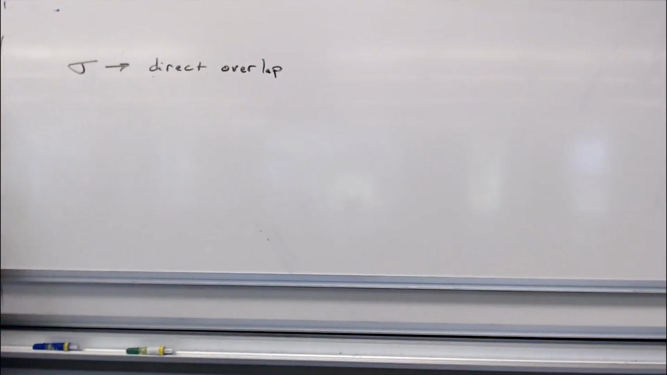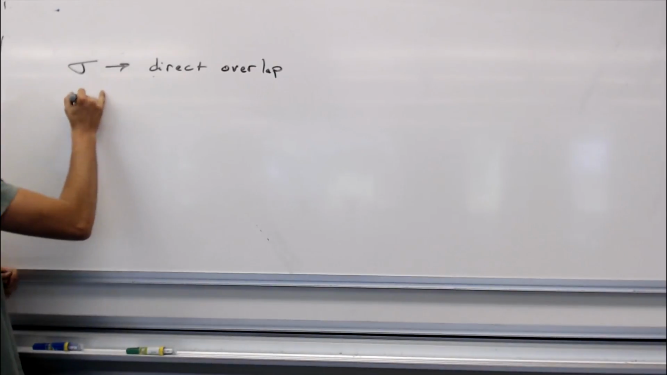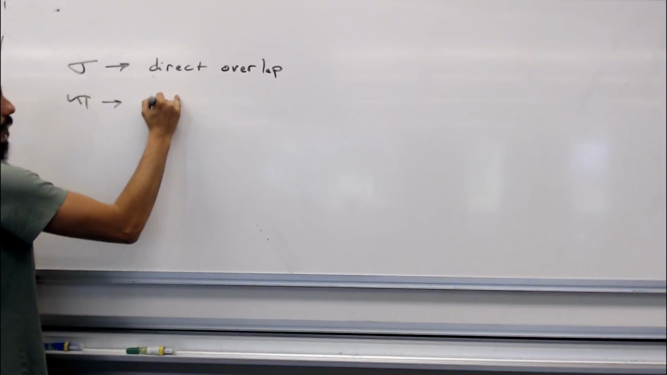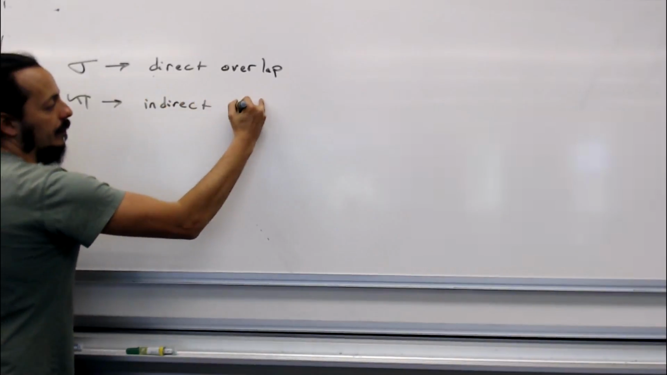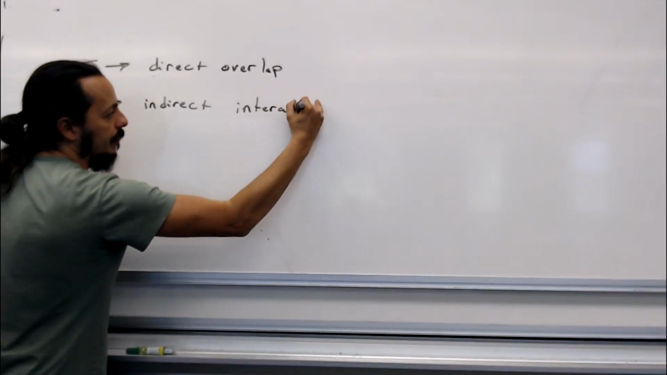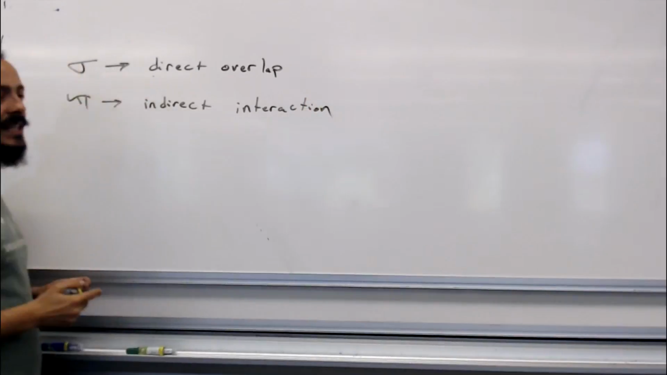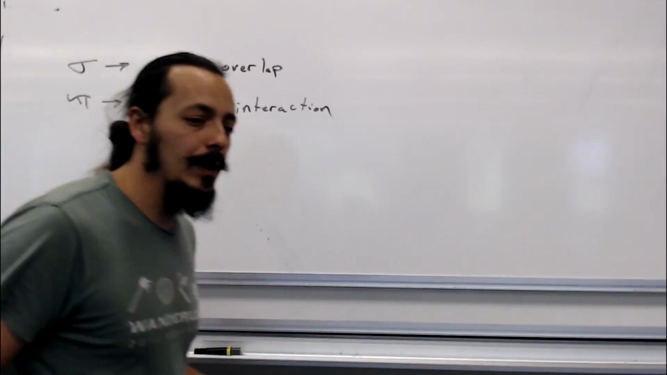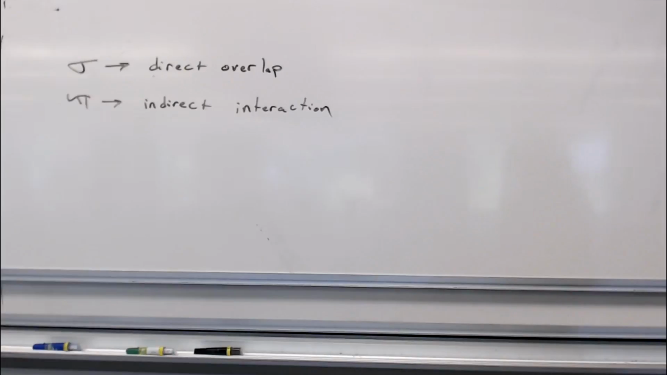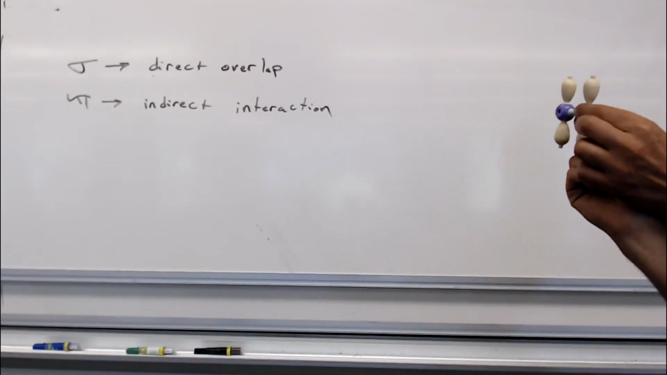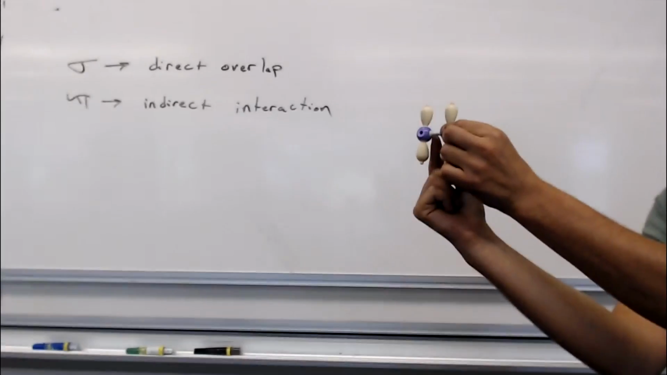Sigma bonds are direct overlaps. When we were doing hybrid orbital theory, the hybrid orbitals that directly interacted with each other were sigma bonds. Pi bonds are indirect interaction.